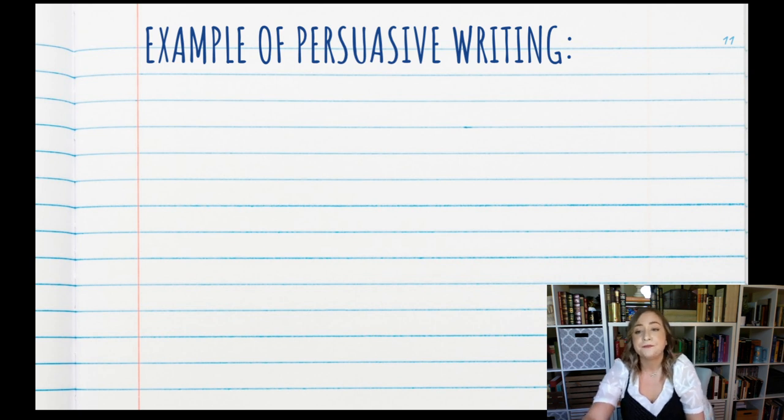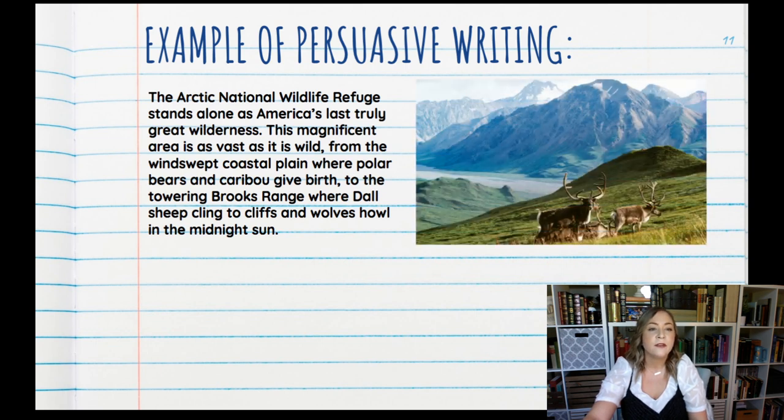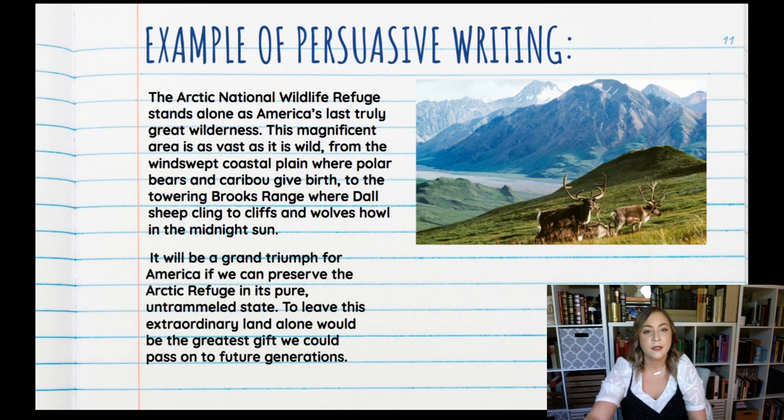The Arctic National Wildlife Refuge stands alone as America's last truly great wilderness. This magnificent area is as vast as it is wild. From the windswept coastal plain where polar bears and caribou give birth, to the towering Brooks Range where Dall sheep cling to cliffs and wolves howl in the midnight sun. It'll be a grand triumph for America if we can preserve the Arctic refuge in its pure, untrammeled state. To leave this extraordinary land alone would be the greatest gift we could pass on to future generations.